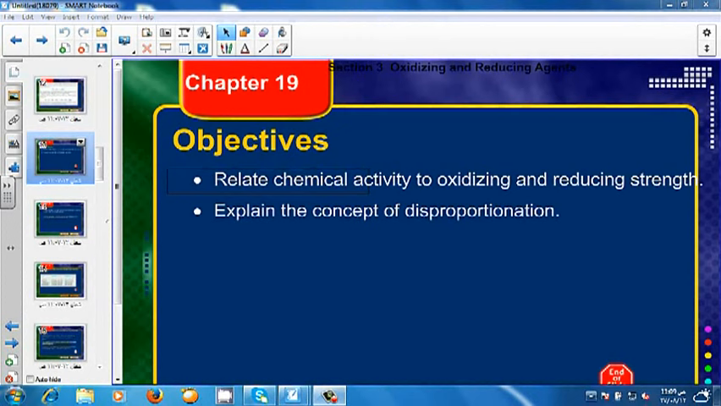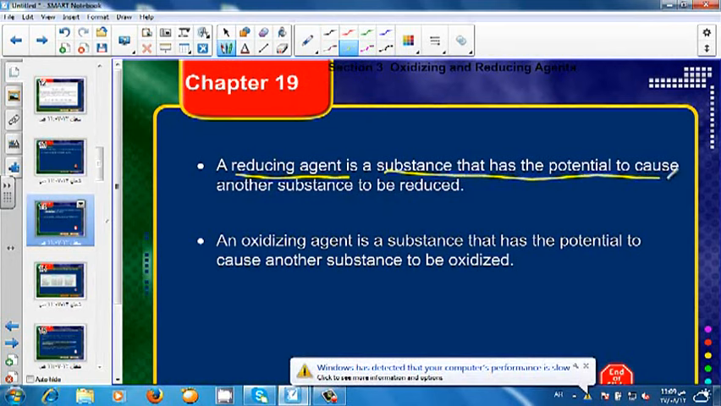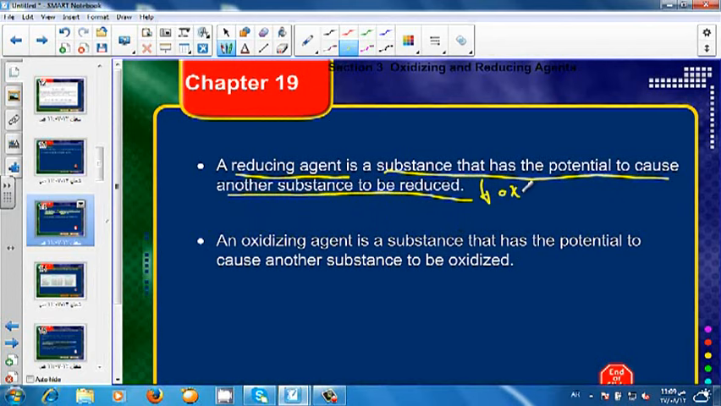Okay, for chapter 19, section 3, the objectives: we will relate the chemical activity to oxidizing and reducing strength, and explain the concept of disproportionation. We need to know the meaning of a reducing agent. A reducing agent is a substance that has the ability to cause another substance to be reduced. The substance that is reduced suffers a decrease in the oxidation state, right? Reduced in oxidation state means it gained electrons. So it means that the reducing agent is the source of electrons, right?